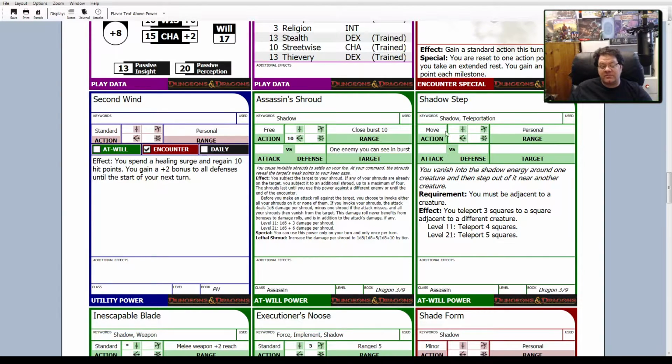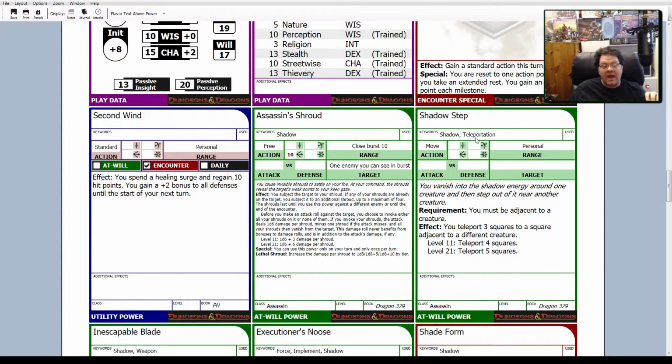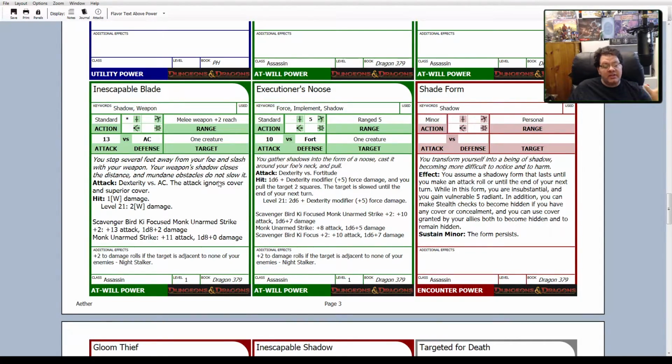So Shadow Step, another at-will power. So it uses my move action. So I could either move, which again, I had a speed of 7, so I could move 7 squares, or I could use Shadow Step, and I'd only be able to move the 3 squares, but it's a teleportation. So no opportunity attacks or anything like that. It breaks out of grabs and stuff like that. So very useful.